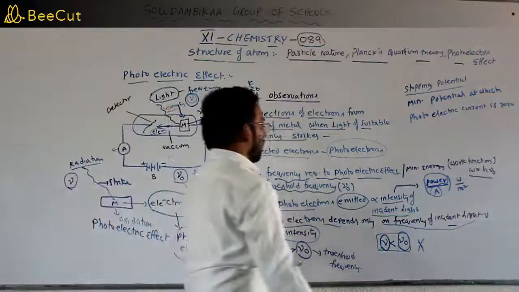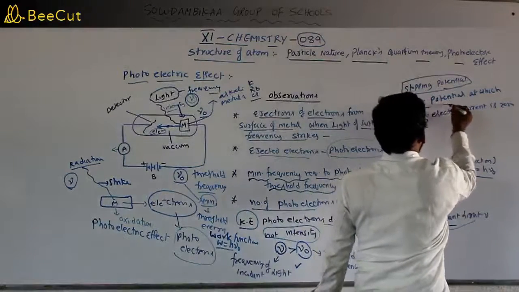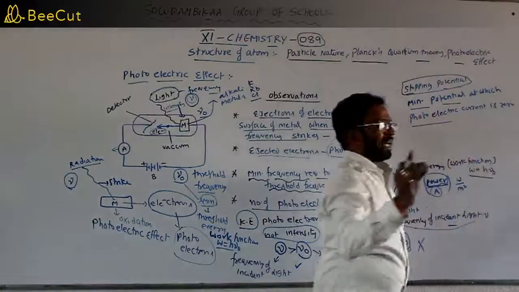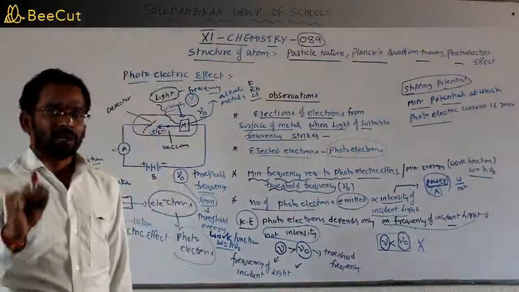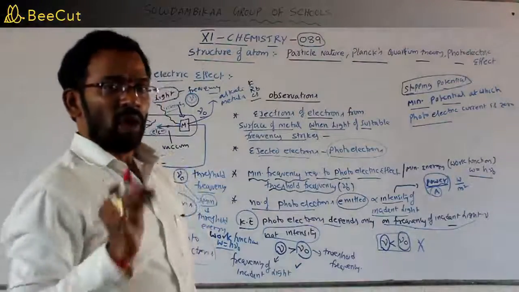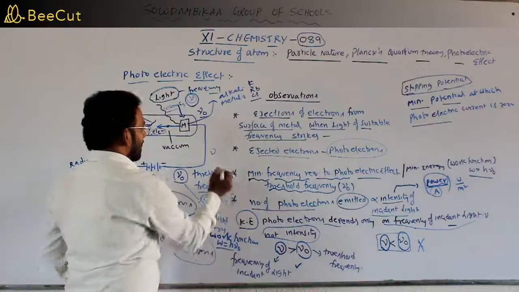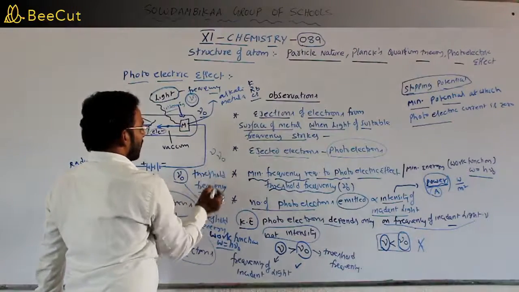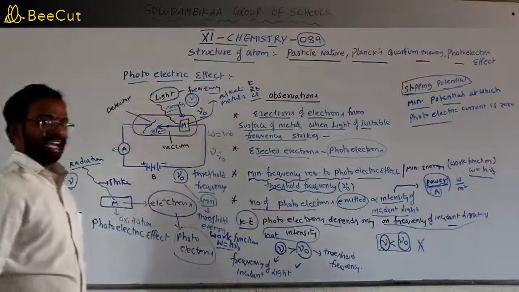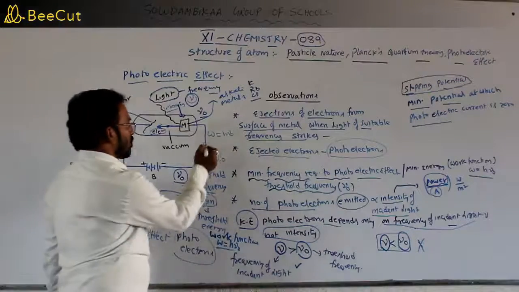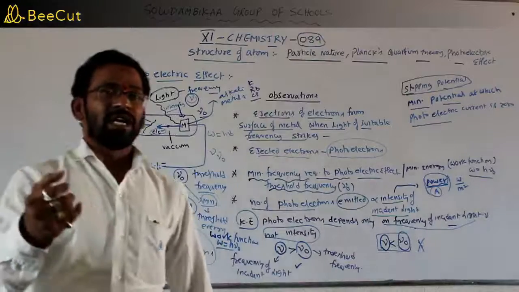Another important piece of information: stopping potential. What is the stopping potential? It is the minimum potential at which the photoelectric current is zero. Now here, what are the terms we have? First one, frequency of incident light. Second one, threshold frequency. Third one, work function, that is equal to h nu naught, or threshold energy we can also call it. And also, stopping potential, and the kinetic energy of the ejected photoelectron.